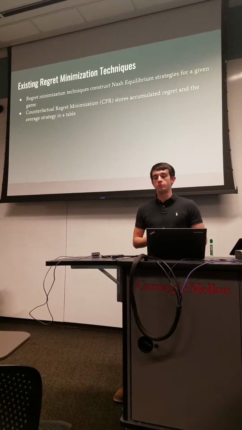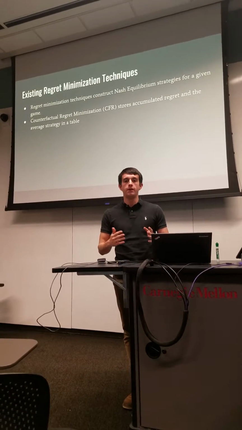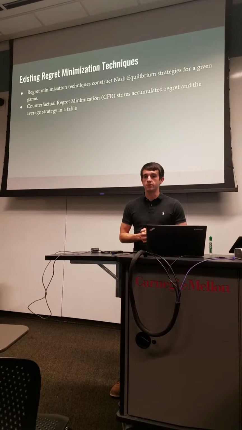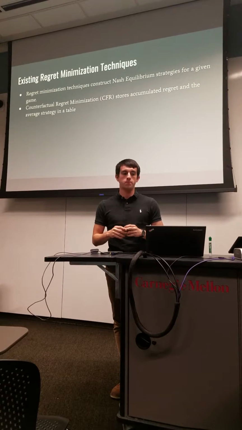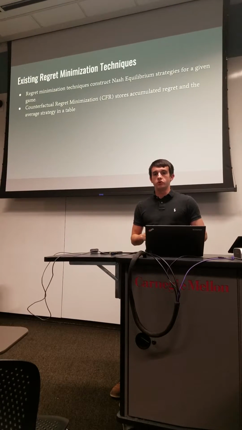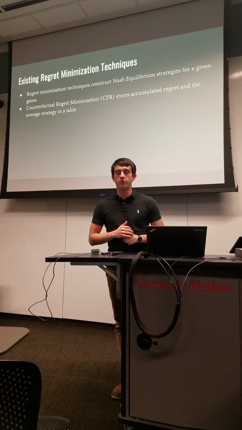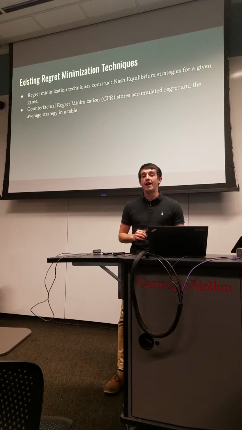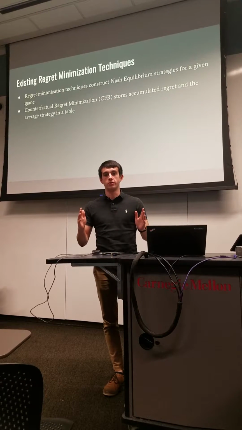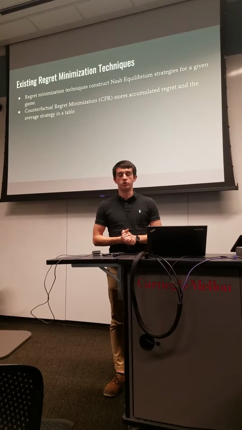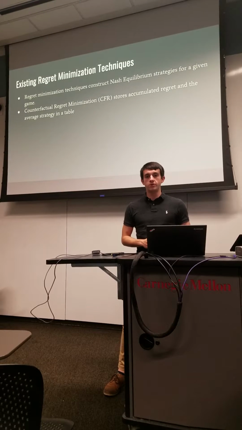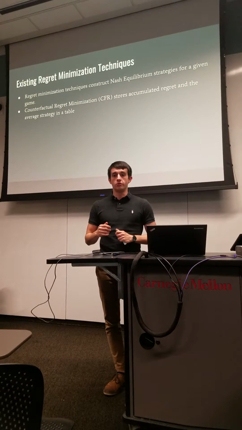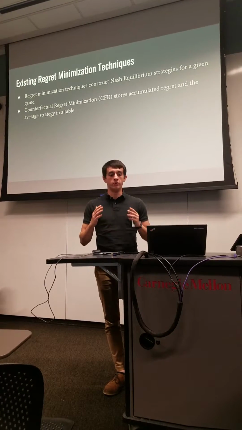Because it constructs the strategy in this way, it must store the cumulative regrets for every action in the entire game. Additionally, the strategy constructed in this way is actually not guaranteed to converge to a Nash equilibrium strategy at all. Instead, the average strategy played over all the iterations is guaranteed to converge to a Nash equilibrium strategy. So for this reason, CFR must also store the average strategy played over every iteration.